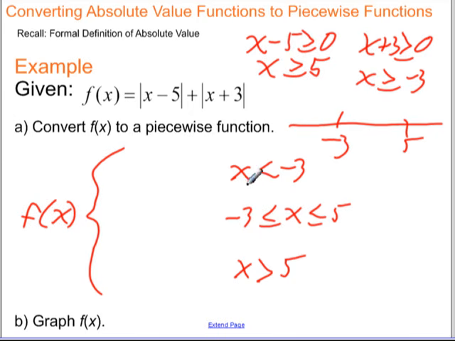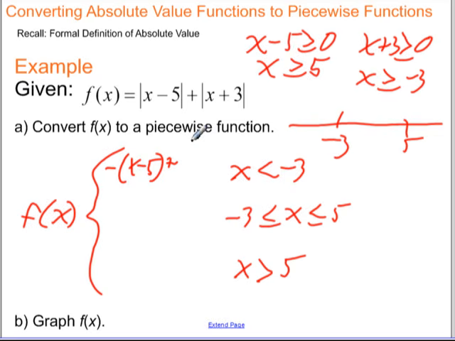Well, when x is less than negative 3, this expression is negative, and this expression is also negative, right? Just think of an example. If I picked, let's say, negative 4, a number down here, negative 4 minus 5 is negative 9. So I wouldn't get what x minus 5 gives me. I'd get the opposite of x minus 5.